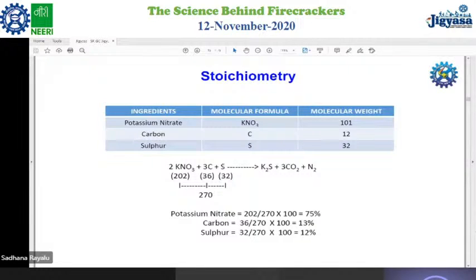So what is the percentage in which potassium nitrate is present? It's present to the tune of about 75%, carbon is present to the tune of about 13%, and sulfur is present to the tune of about 12%.